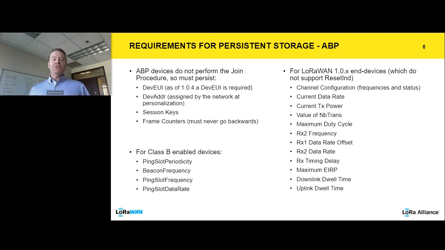So in addition to the device EUI, which is now a requirement on the end device as of 1.04 of the specification, the ABP device must also store its device address, its session keys, and its frame counters.